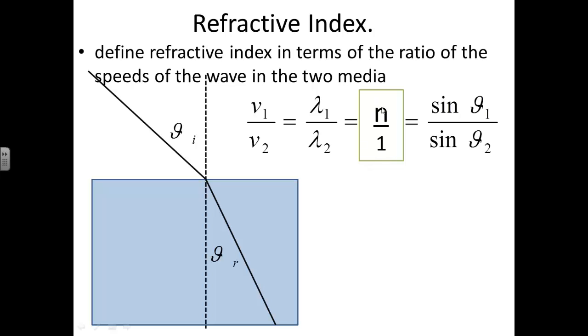However, n over 1 is a bit of a special case because 1 is referring to the vacuum or to the air, because this is the actual refractive index of air. So sometimes it's referred to as the refractive index of the first medium. So you can write it like that, n2 over n1. n2 is the refractive index of the second medium. Refractive index of the first medium is n1.